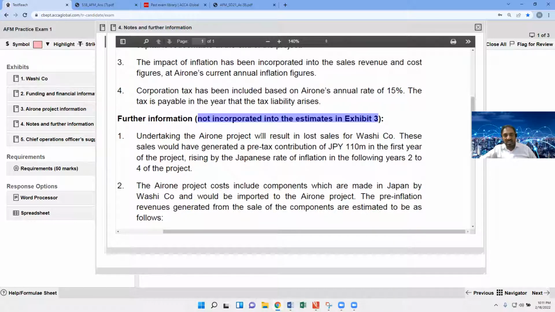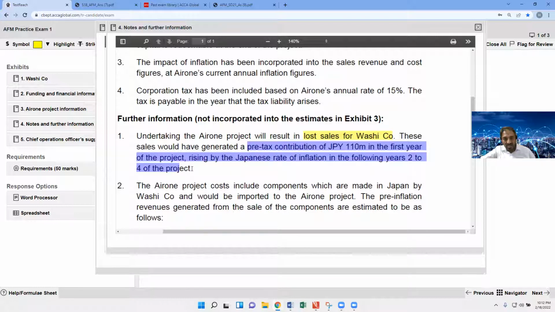Undertaking the Air 1 project will result in lost sales of the washing company. That's the opportunity cost. These sales would have been generated as a pre-tax contribution of JPY 110 million in the first year of the project, rising by the Japanese rate of inflation in years 2 to 4.